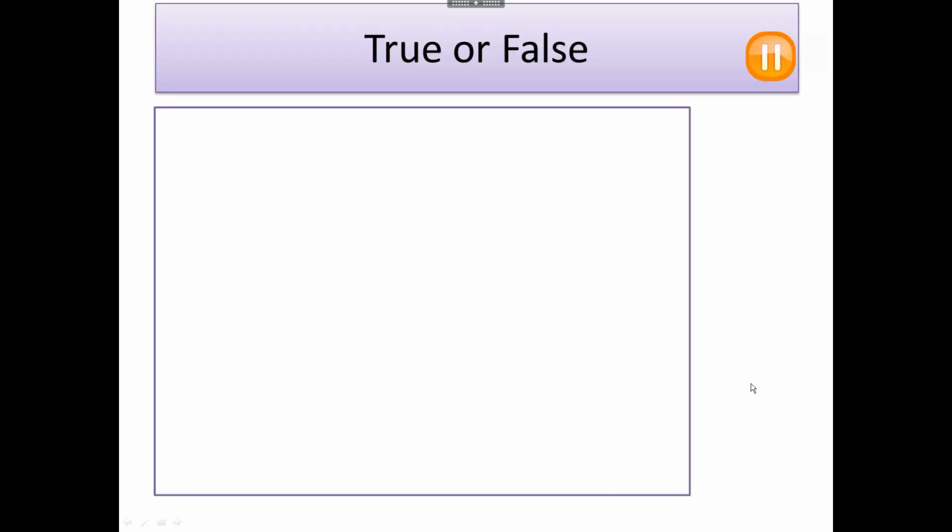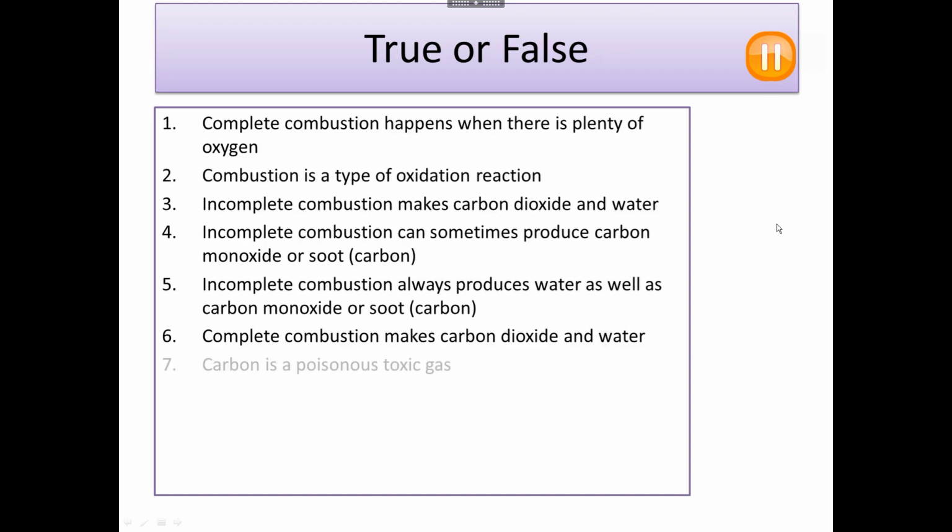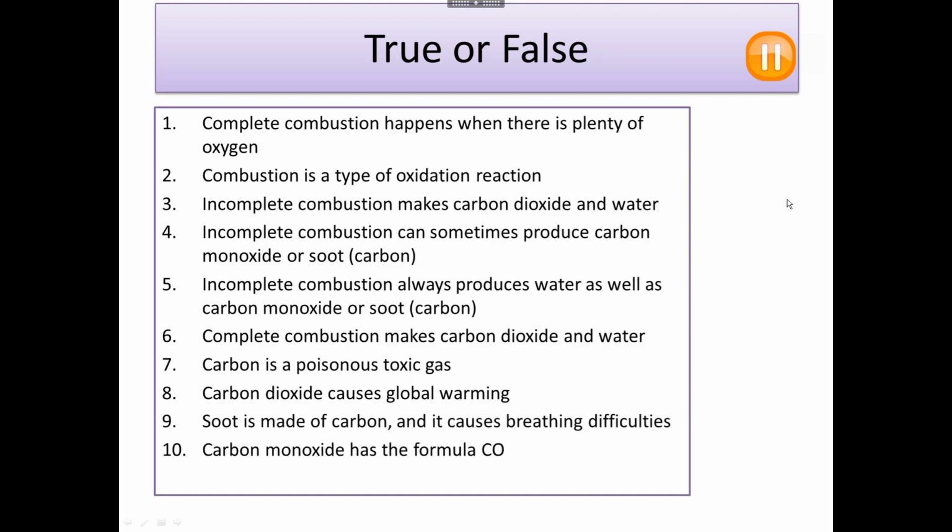Right, okay. Quick quiz before we do the writing task. True or false? Pause the video and go through each question. Is it true or false? 10 questions, T or F. Think your answers, true or false. Pause it now and press play again when you've thought of your answers. Here we go. Let's see if you were right.